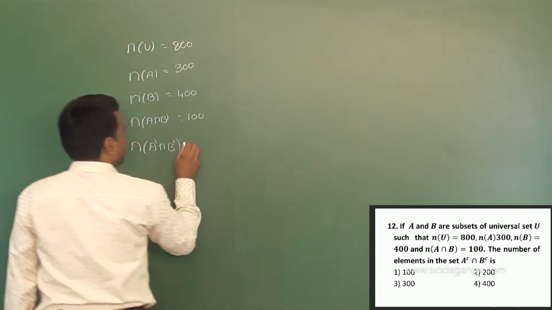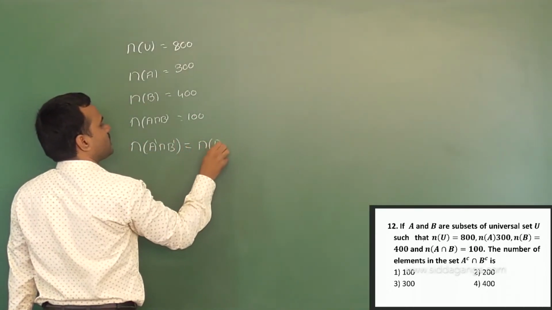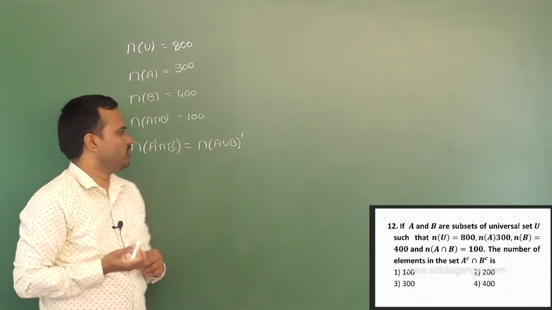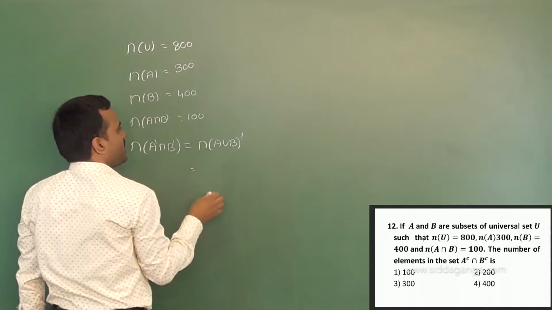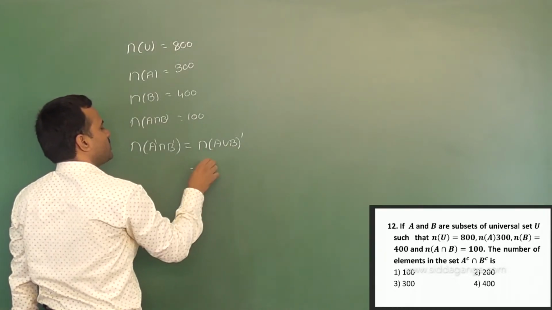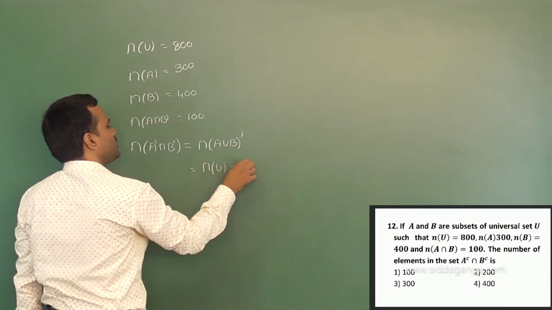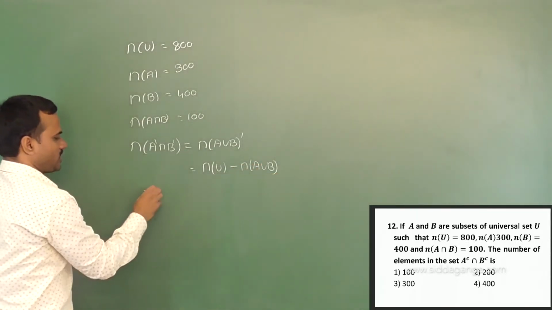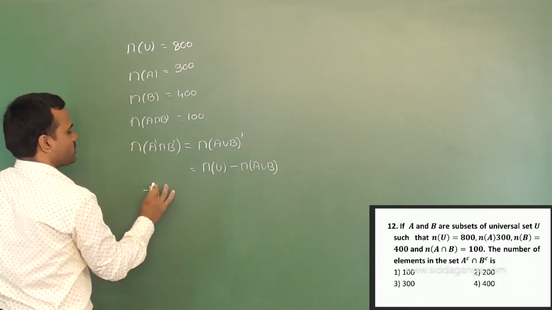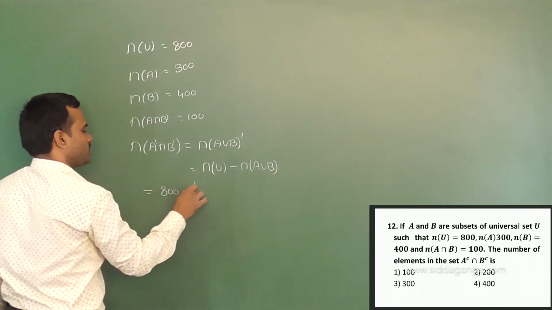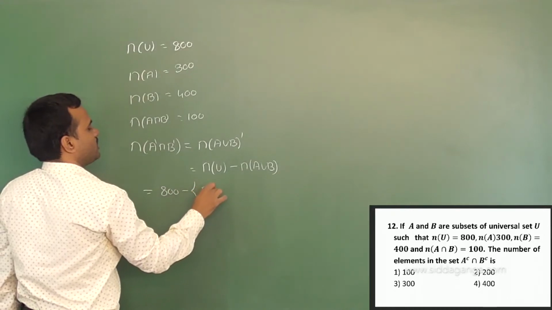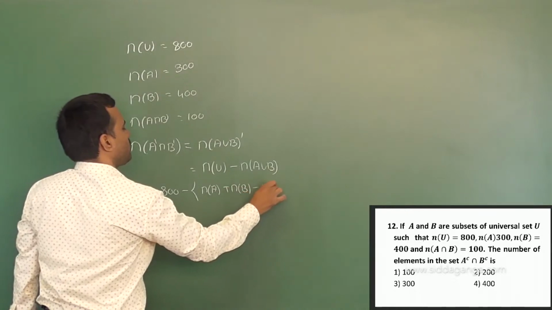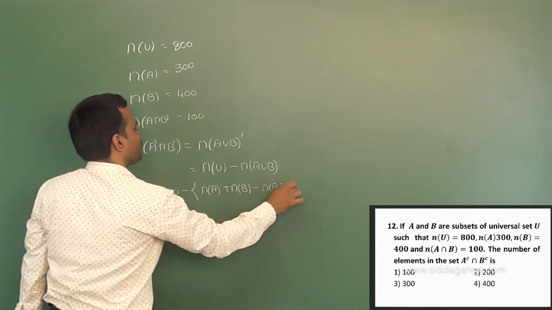So according to De Morgan's law, we can write this as N of A union B whole dash. Correct now? N of A dash means N of U minus N of A. This we can write as N of U minus N of A union B. N of U is 800 minus N of A union B, which is N of A plus N of B minus N of A intersection B.